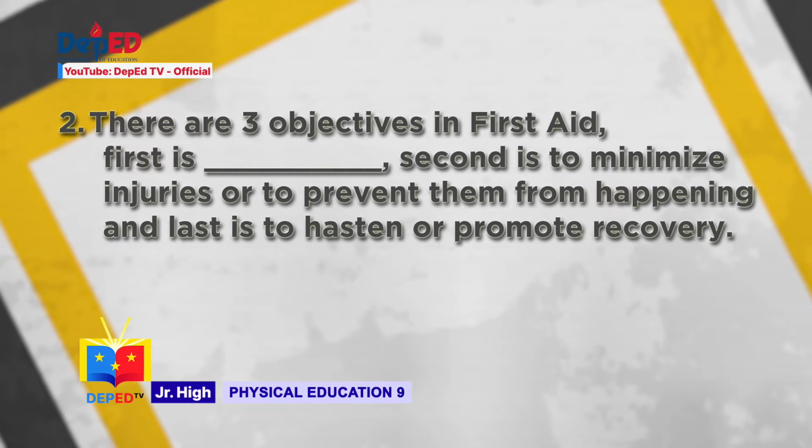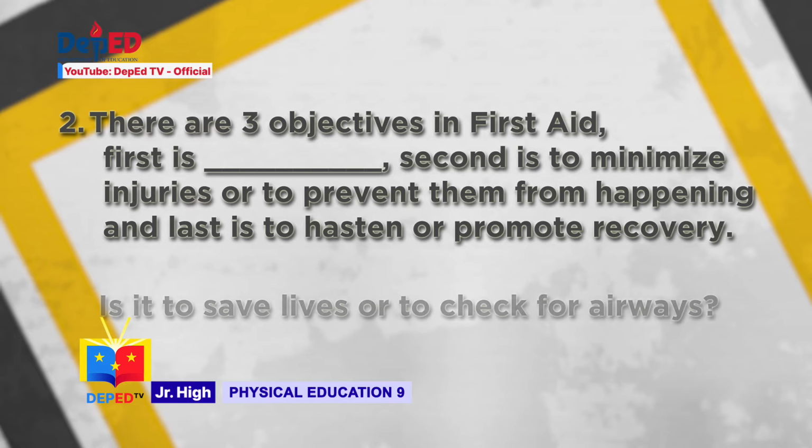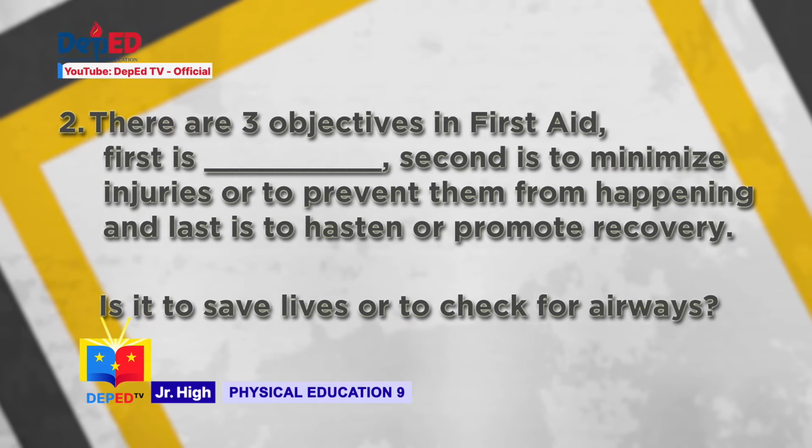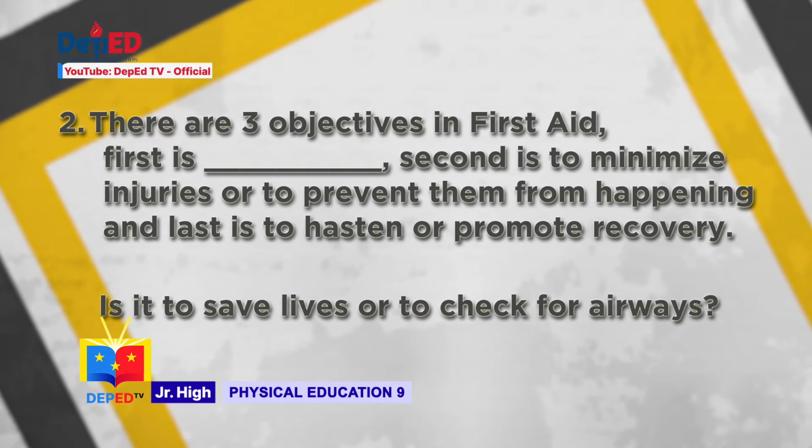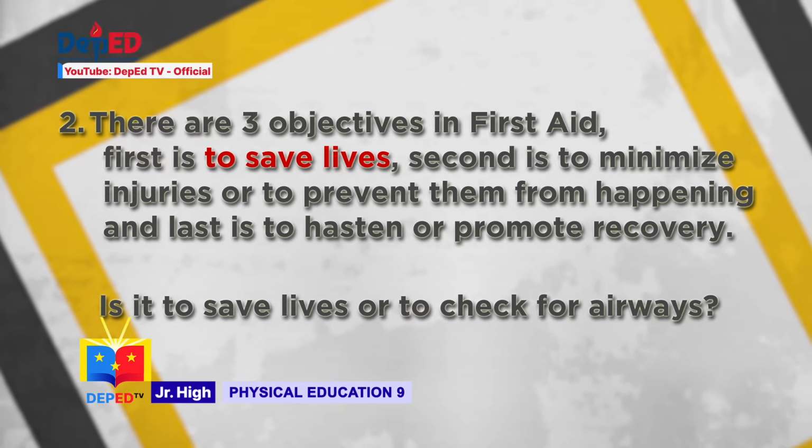Number 2. There are 3 objectives in first aid. First is blank. Second is to minimize injuries or to prevent them from happening. And last is to hasten or promote recovery. Is it to save lives or to check the airways? If your answer is to save lives, very good.